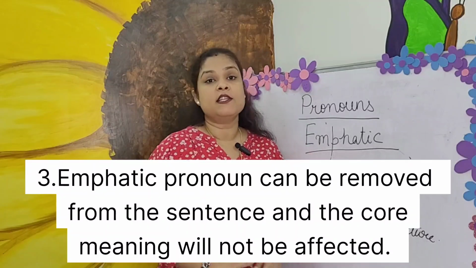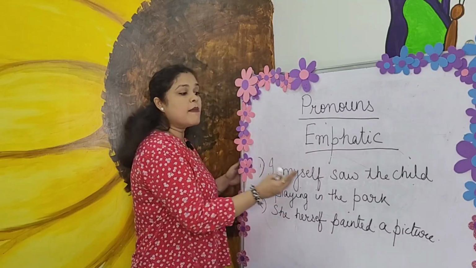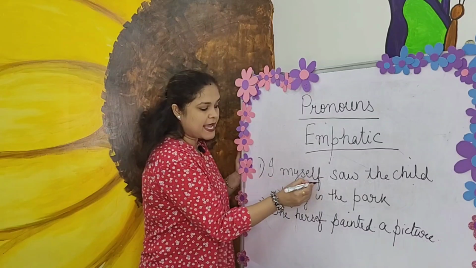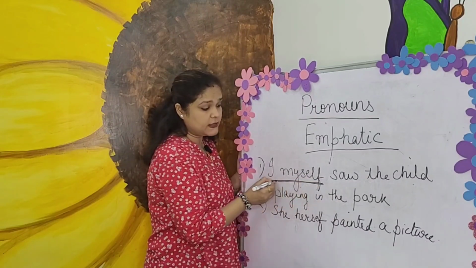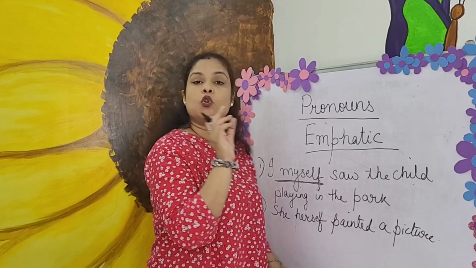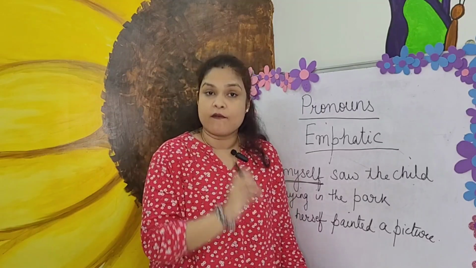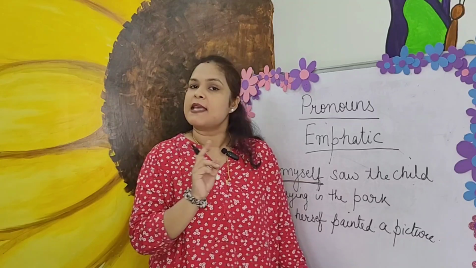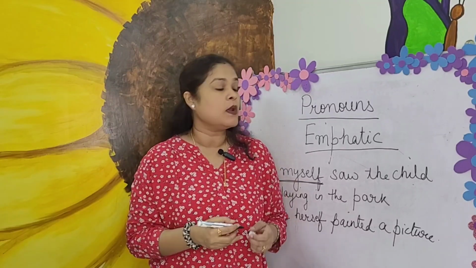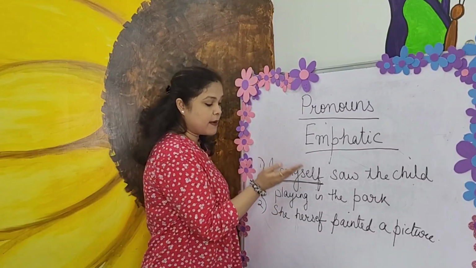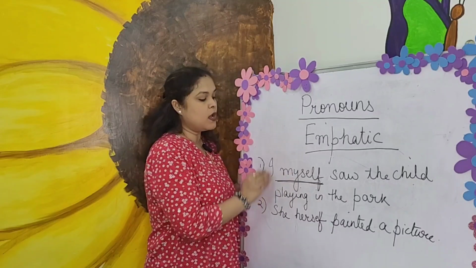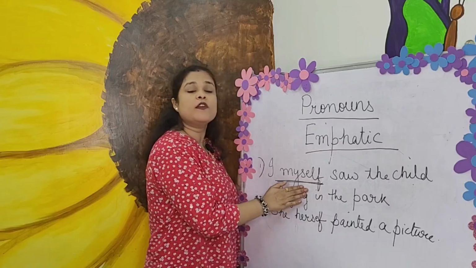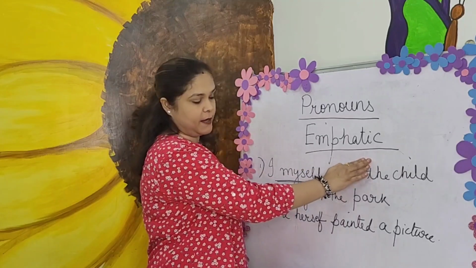If we understand it through an example, I myself saw the child playing in the park. Here, myself is the emphatic pronoun. So, you know that myself is a pronoun. Now, whether it is emphatic or reflexive, because we saw the words which will both act as emphatic pronoun and reflexive pronoun, right? So, in this sentence, I, of course, is personal pronoun. Myself here is acting as a pronoun. Now, we have to understand how is it an emphatic pronoun.